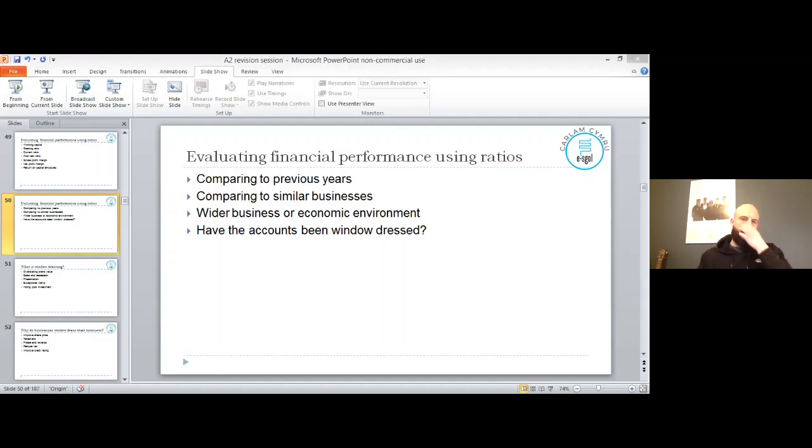So the first one is cost benefit analysis. Now, you probably came across some of this when you were doing your GCSEs. What you often have to do when you are thinking about running a government project is use cost benefit analysis.